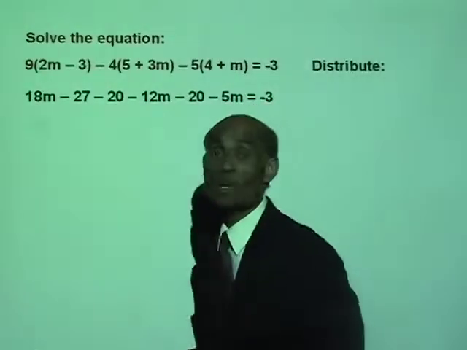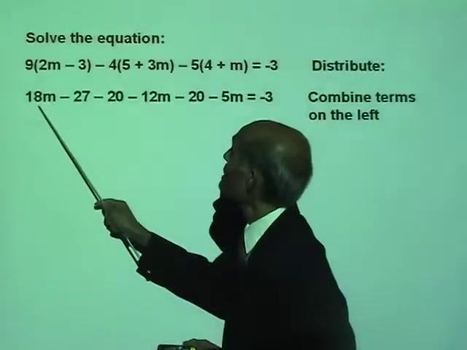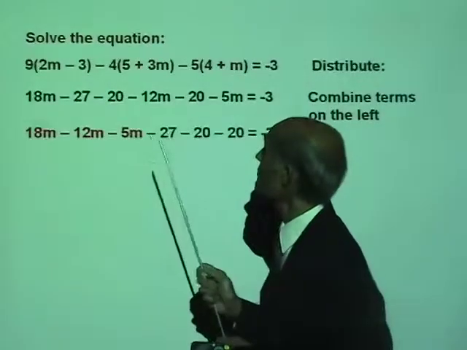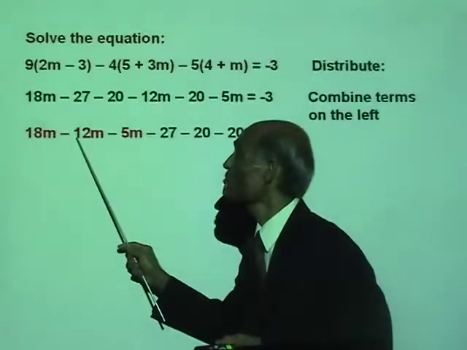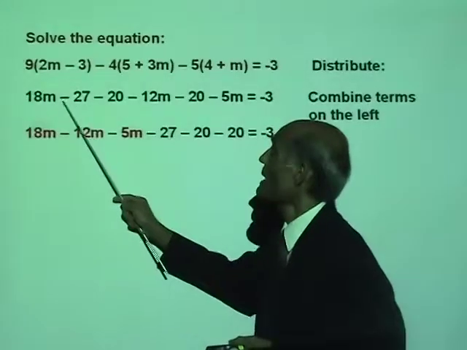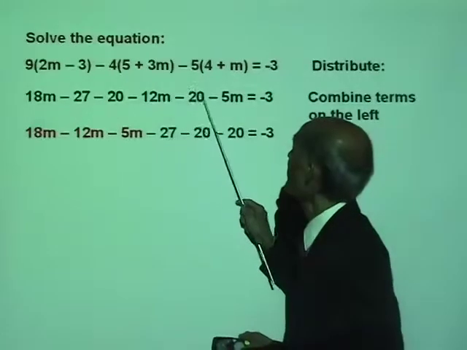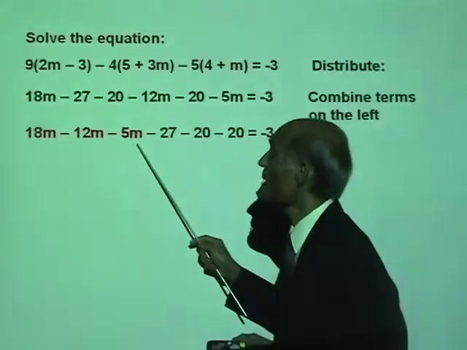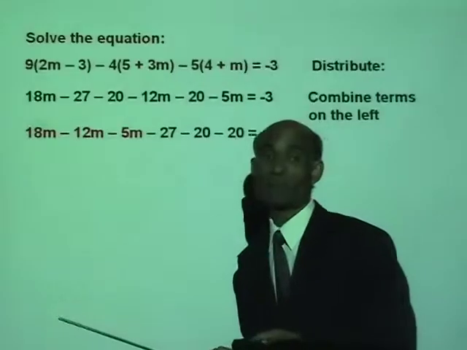And now we are ready to combine like terms. Can you combine the like terms? 18m minus 12m minus 5m. Write them all together: 18m minus 12m minus 5m. Then write the numbers: minus 27 minus 20 minus 20. So we combined all the terms in m and then all the numbers, equal to negative 3.